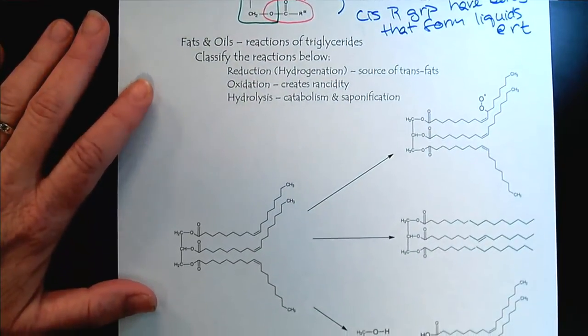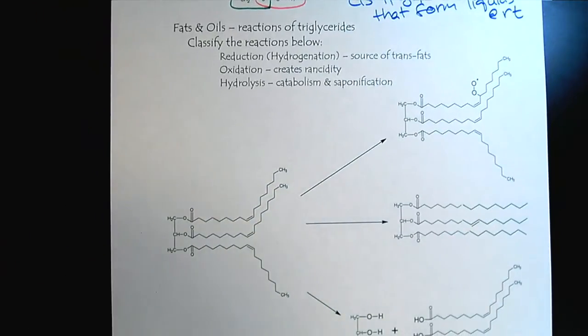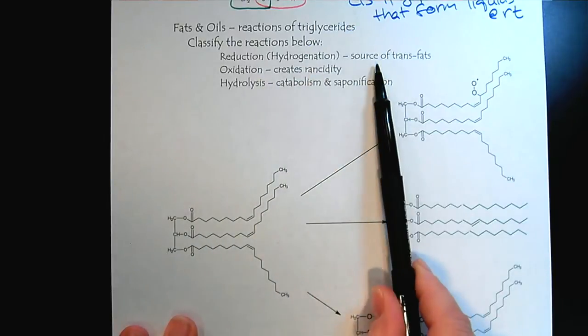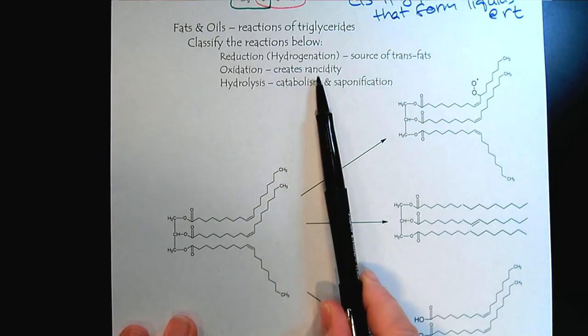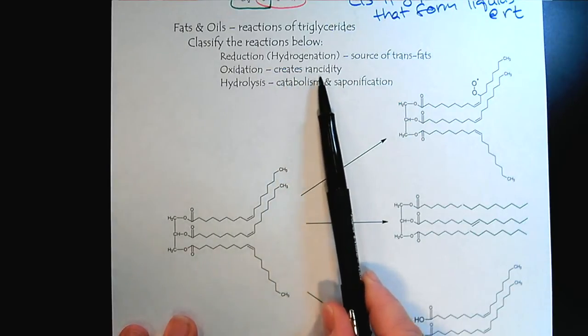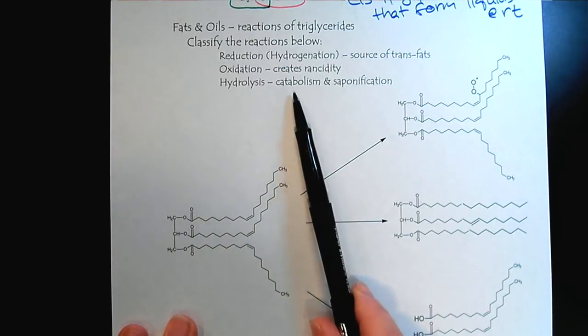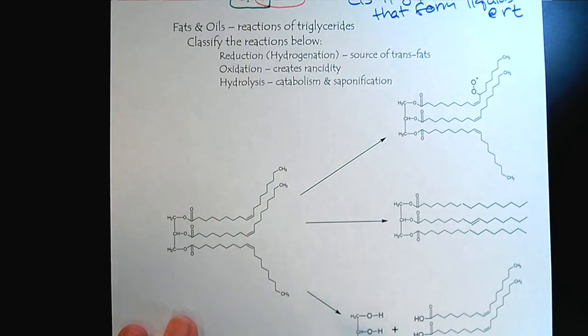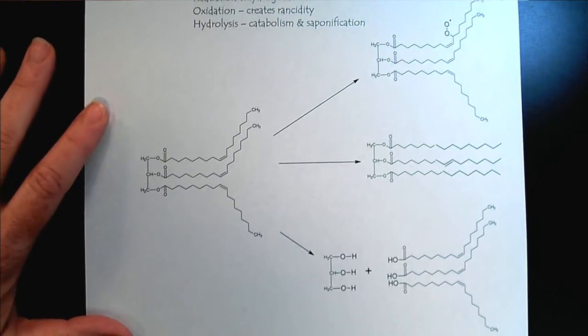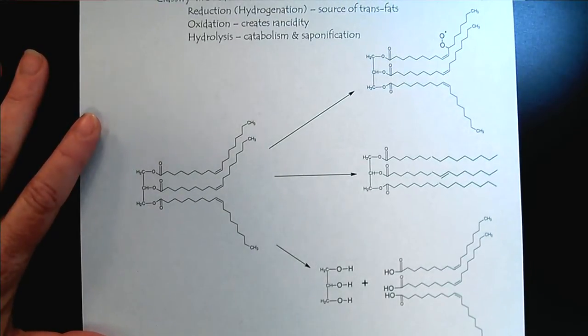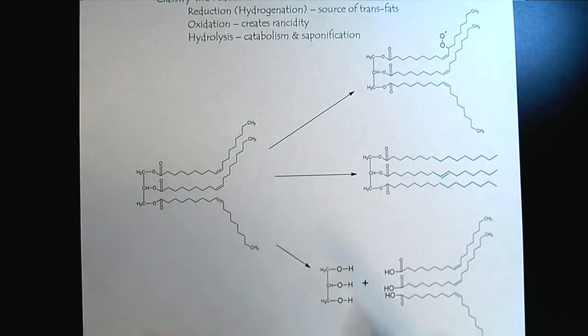And the main reactions that triglycerides can undergo are reduction or hydrogenation, which is the source of trans fats. Oxidation, if you've ever smelt rancid butter, rancidity. And then hydrolysis, which we can use for catabolism or to make soap, saponification. So we have a fat molecule here, can barely fit it, and then you should be able to classify and recognize which reaction is which. So I'll give you a moment to do that.